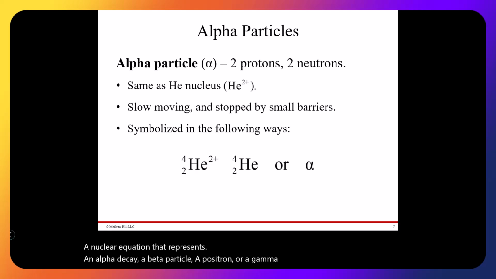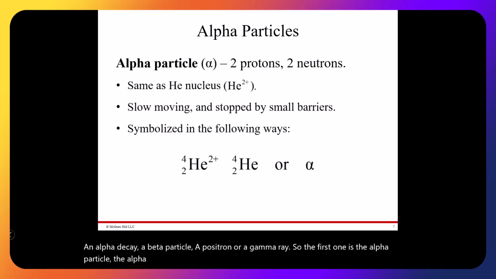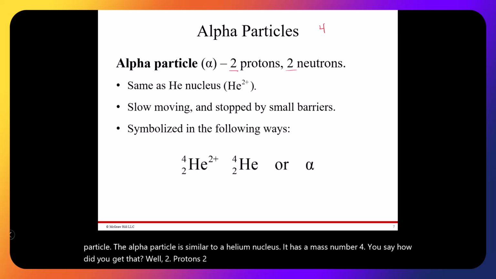So the first one is the alpha particle. The alpha particle is similar to a helium nucleus. It has a mass number of 4. You say, how did you get that? Well, 2 protons, 2 neutrons. Protons plus neutrons equals mass number. So a mass number of 4.